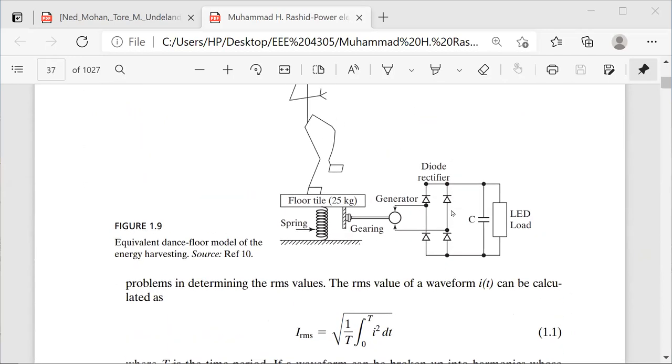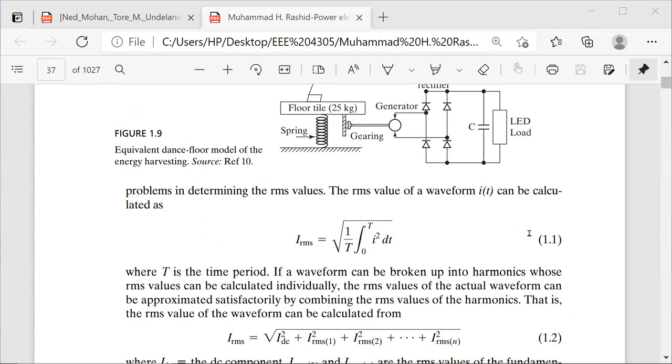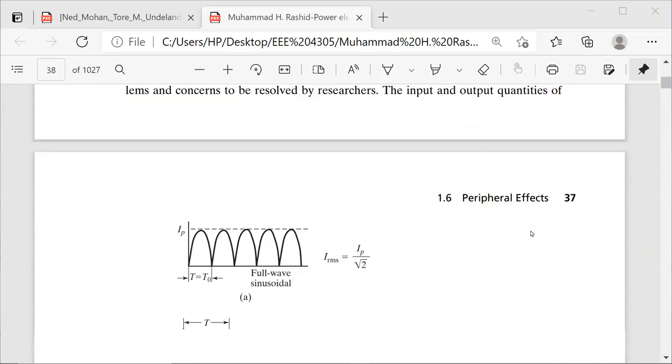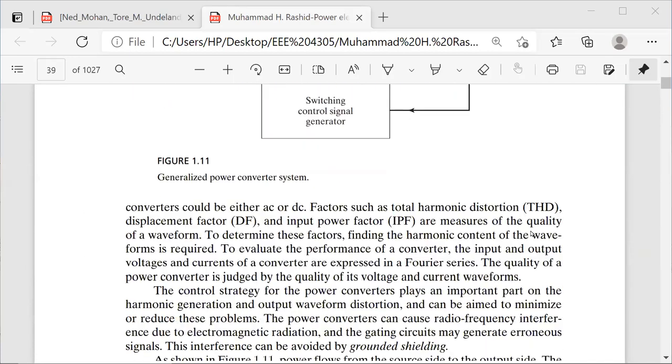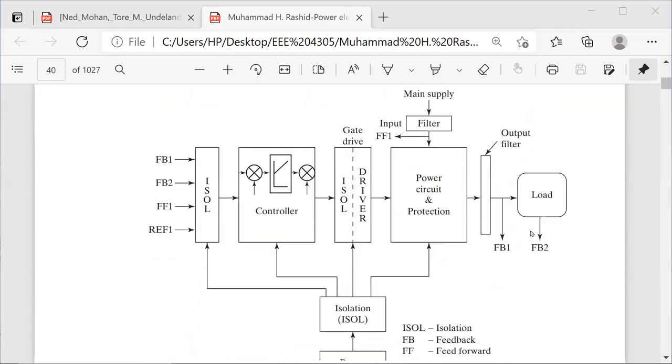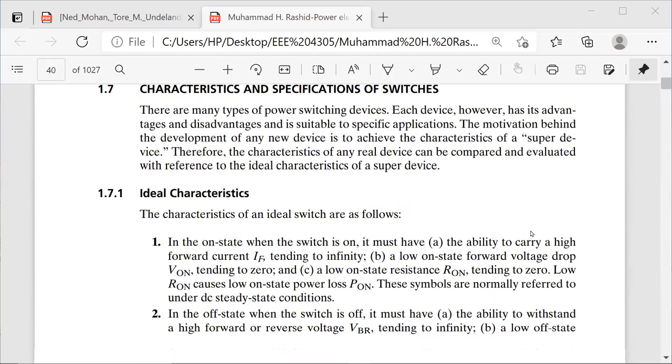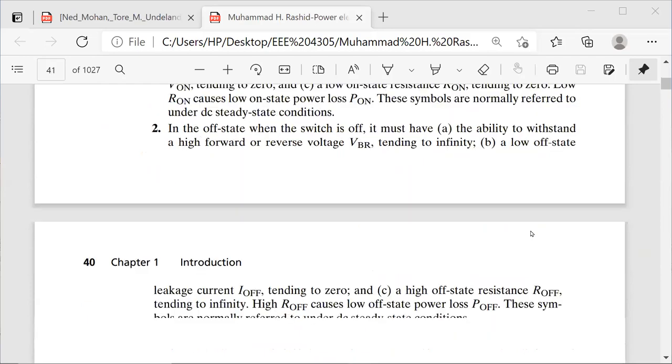Now, the equivalent dance floor model of the energy harvesting. There is some modeling they have given here to make you attracted to this topic. So if you have time, you can go and study some of these things. But for your exam, you don't need all of this.